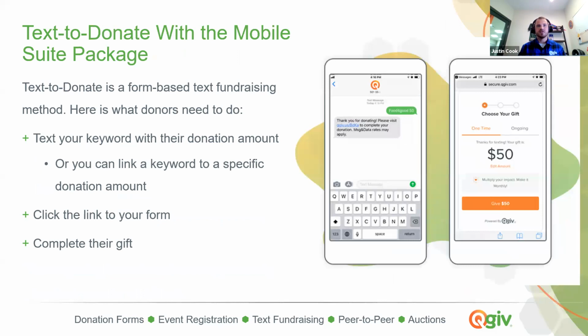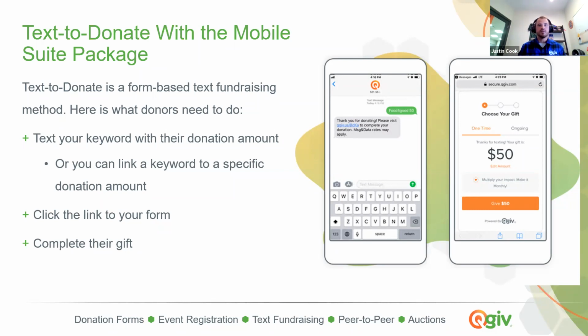We also offer text to donate through our mobile suite package. Text to donate is a form-based text fundraising method, and here's what you need to do. Donors just need to text your keyword and their donation amount. As we talked previously, you can tie a donation amount to a specific keyword, or you don't even have to do that. You can allow your donors to select which donation they want to give and the amount that they want to give. Then they'll receive a follow-up message that is a link to your form, and they go to that form and they complete their gift.